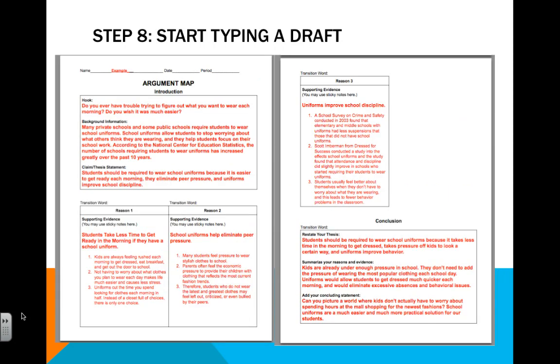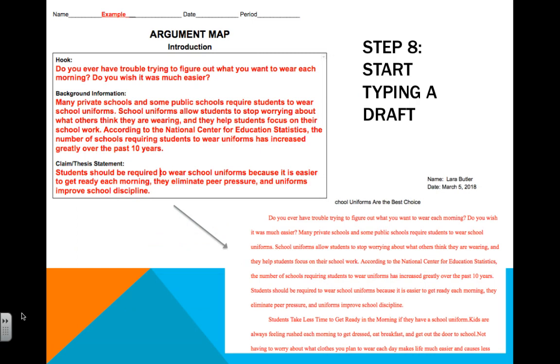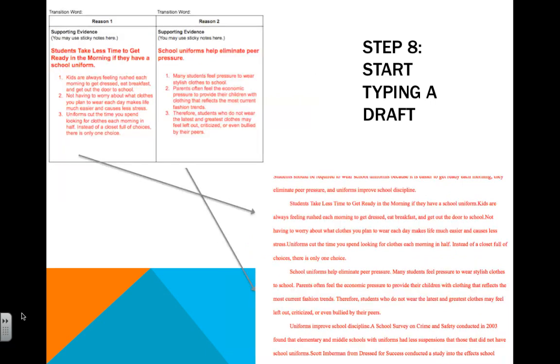So here I have my completed argument map. I have all the pieces that I need. And it looks like just a map, but it basically is your draft for your paper. So if I take that information and I start with the introduction, at the top is the part for my argument map. And then if you look at the arrow down below, that's how I took it and I typed it into a paragraph and indented. All I did is take it from my argument map to my first paragraph.